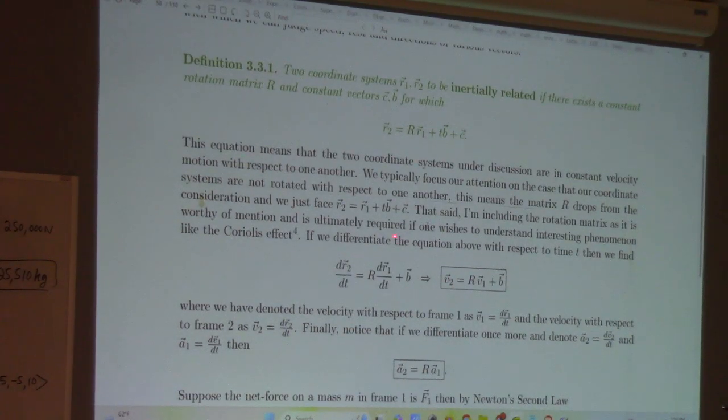And then if I want to relate the accelerations, well, I differentiate again. And when I do that, I get a2 is equal to R times a1. So for two inertially related coordinate systems, the accelerations have to be related by, at most, a fixed rotation. Right? So think about Newton's laws. What is Newton's second law? It says F equals ma, right? So if I take one inertial coordinate system, I write down F equals ma. I want to write down Newton's laws in the second coordinate system. What can you tell me about the net force in the second coordinate system? If it's 0 in the first coordinate system, it must be 0 in the second coordinate system, right?